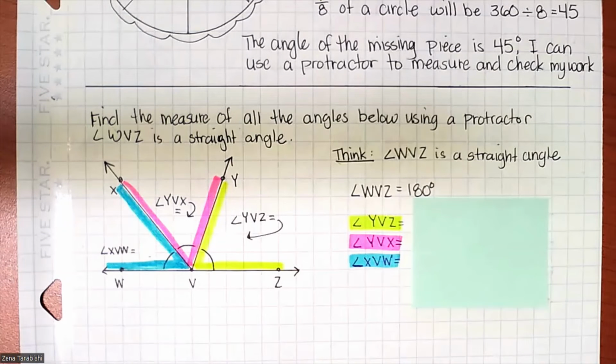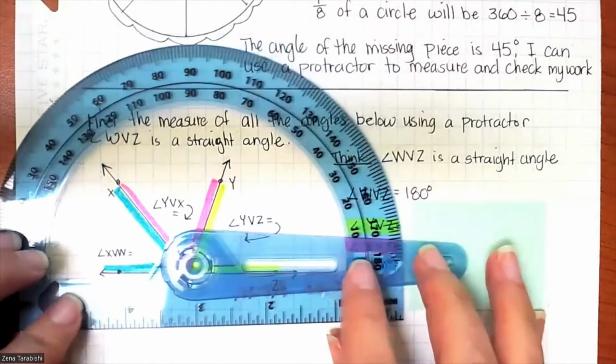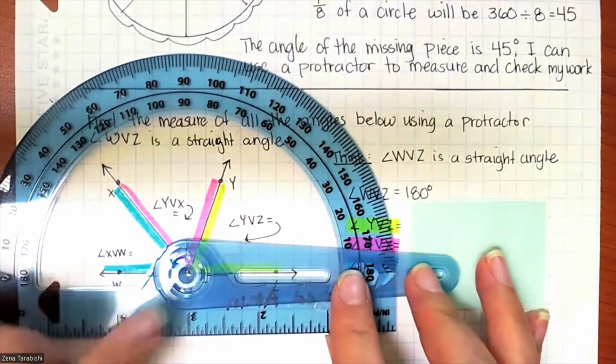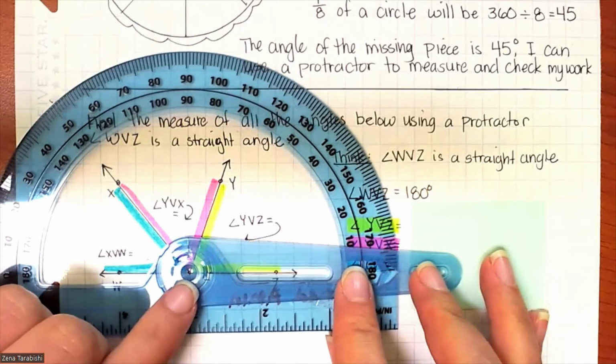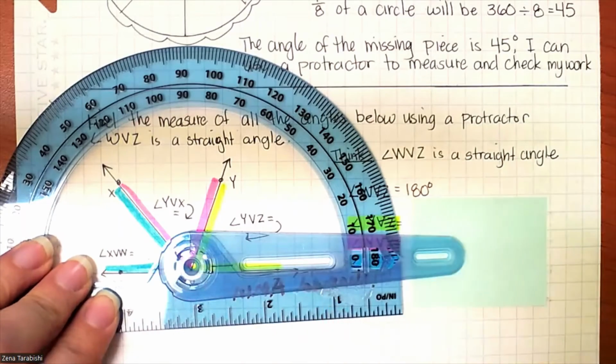Okay, so now that we know that angle WXZ is 180 degrees, we need to figure out the measures of the other angles, and it says to use a protractor. So I've got my protractor here. Now I'm going to line up my protractor with the vertex. So remember, that's a little line, that's a little circle at the bottom. And you can see here that there are lines on my protractor.